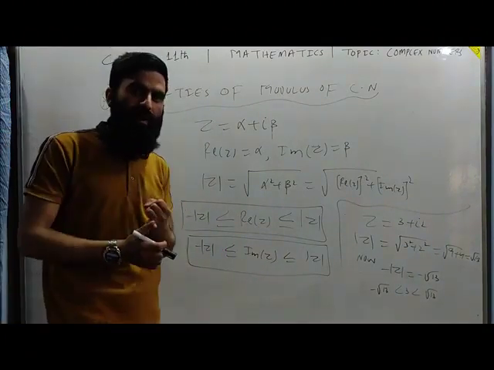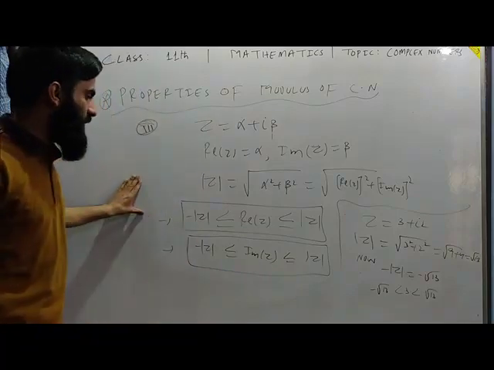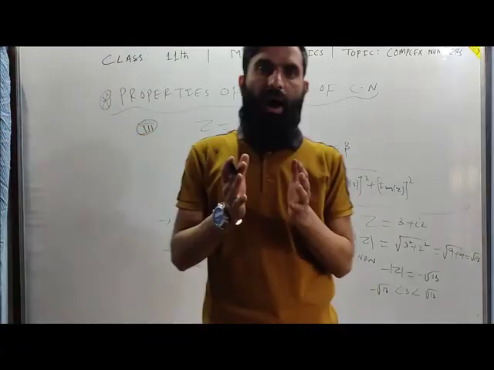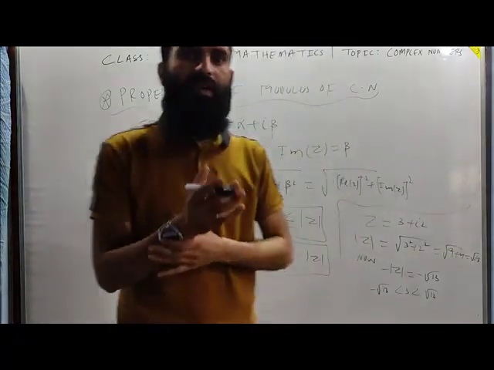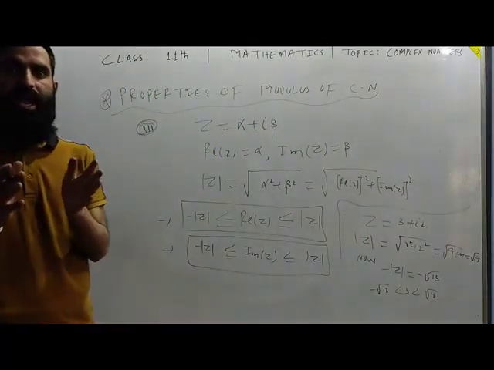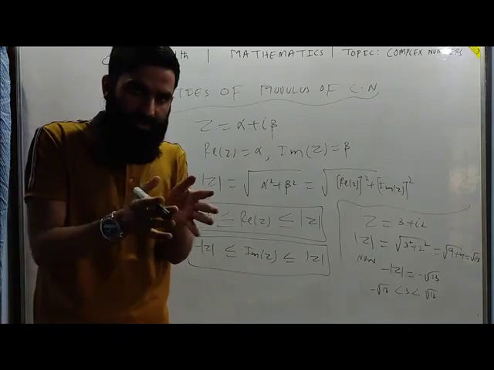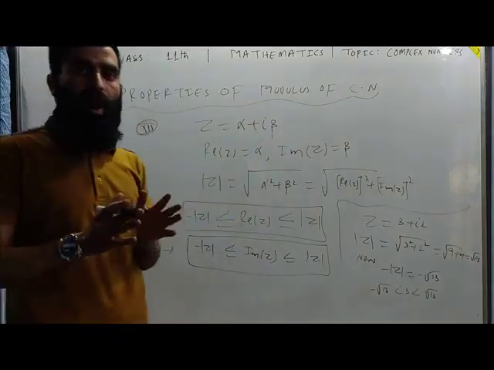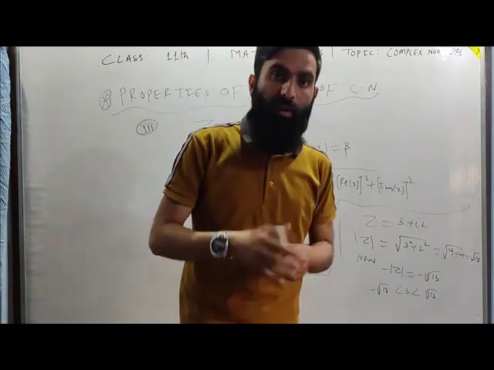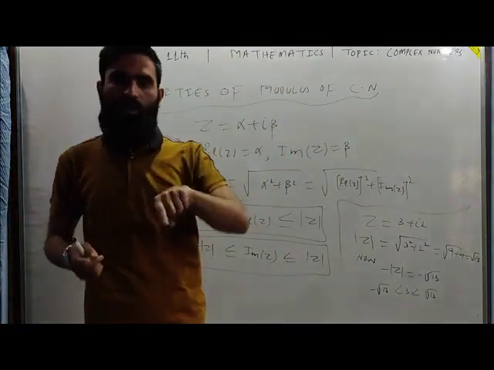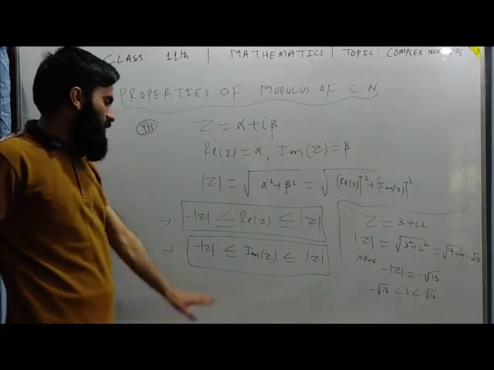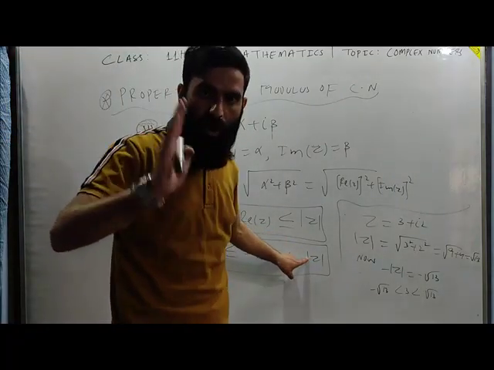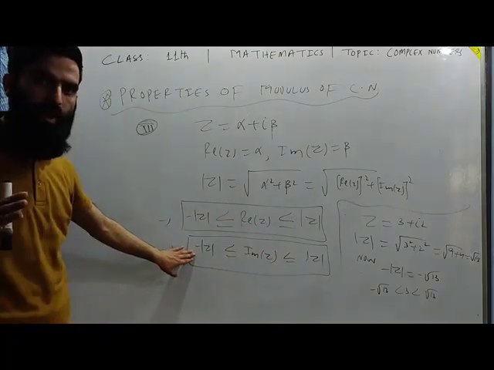We have discussed the first property, the second property, and this is the third property. So the value of the real part or the value of the imaginary part is always going to swing between mod of z and its negative, minus mod of z. The real part will be less than or equal to the mod and greater than or equal to the negative of mod. Similarly, the imaginary part will be less than or equal to the mod of z and greater than or equal to the negative of mod of z.